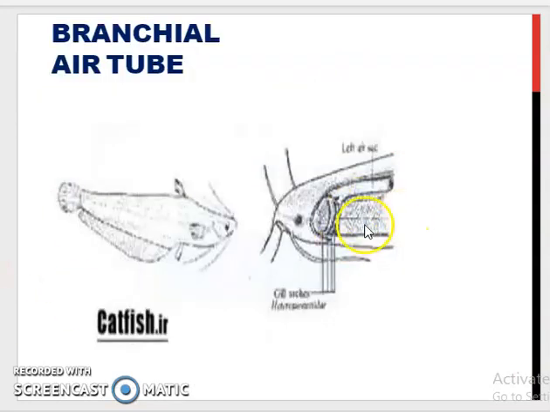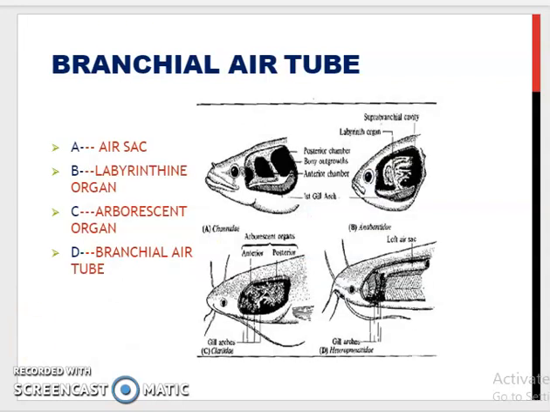This is a picture showing the branchial air tubes, which is not much clear, but still you can see here a tube, the anterior portion of the tube. It's again a picture showing an air tube seen in Clarias fishes.